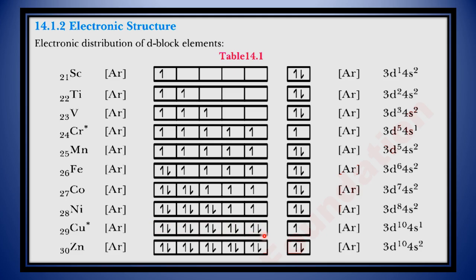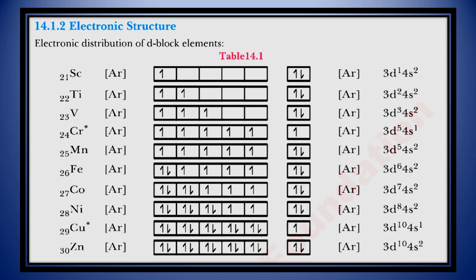Now the electronic configuration of zinc is 4s2 3d10, a rather more stable electronic configuration in which the 4s orbital is paired up and it is completely filled, and also the 3d10 is paired up and a more stable electronic configuration.